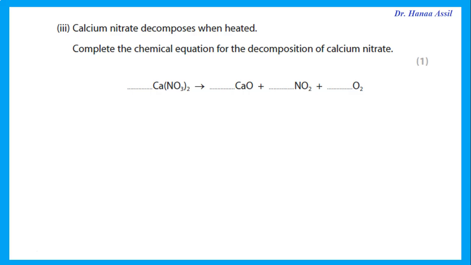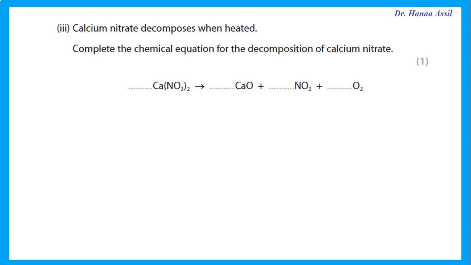Calcium nitrate decomposes when heated. Complete the chemical equation for decomposition of calcium nitrate. So we're already given the equation, so all we need to do is balance. Again, to balance, just count how many before the arrow and after the arrow and increase the one that is less. And we usually leave oxygen till the end.